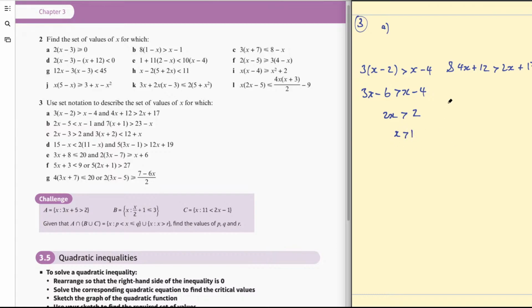So that's one inequality. And then the other one, we would get 2x greater than 5. Not 15, 5. And then x greater than 5 on 2. It says use set notation.